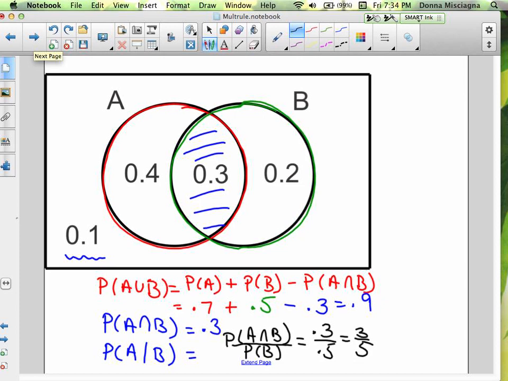Right? And conditional probability, you can find the intersection, you can find that 0.3 from the Venn diagram itself. You can even find the probability of A or B if you know the probability of not A or B by subtracting that from 1. But you always have to calculate out conditional probability. You're not going to be able to necessarily find that value in the Venn diagram at all, right? You have to calculate it out.